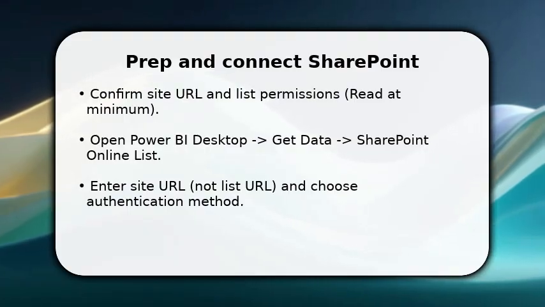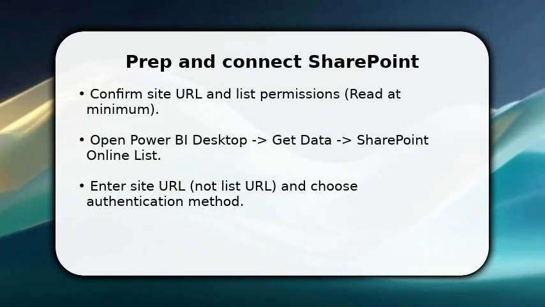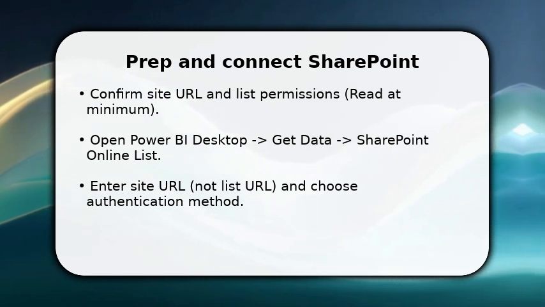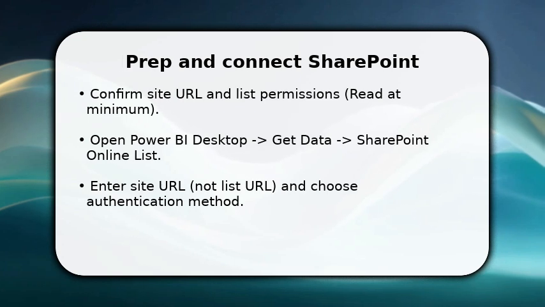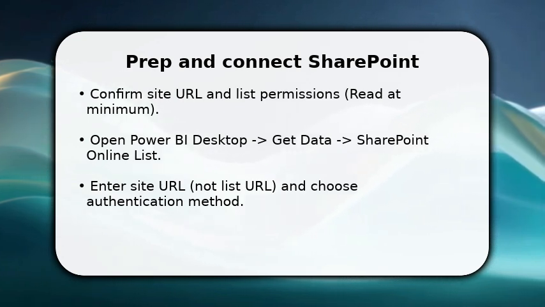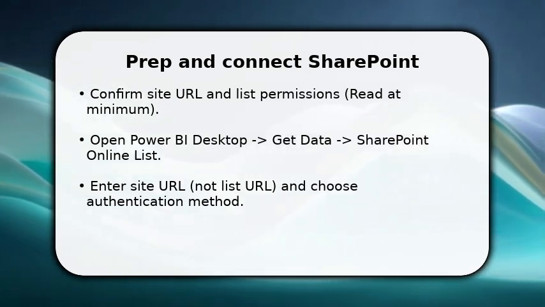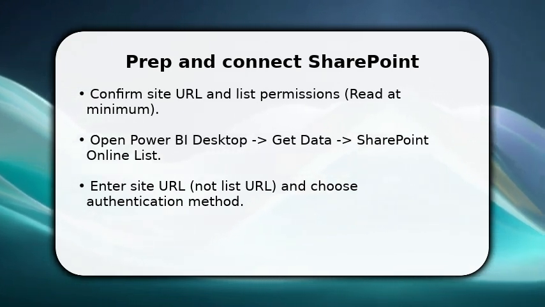You start by confirming you have a SharePoint site URL and at least read access to the list. Open Power BI Desktop and choose Get Data, then select SharePoint Online List so Power BI can enumerate lists. Enter the site root URL, not the list URL, and pick the appropriate authentication, usually OAuth or Windows. Once done, Power BI shows available lists.